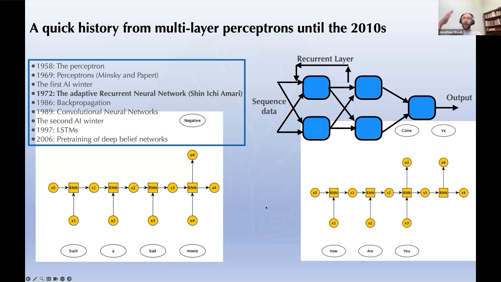And this really is the first way of understanding sequence data. So up to now we've been able to understand images and maybe some very basic types of data, but now we can understand sequence data, and this is really important.